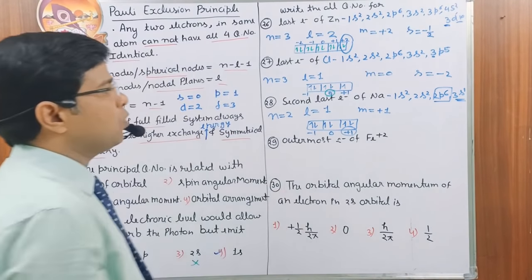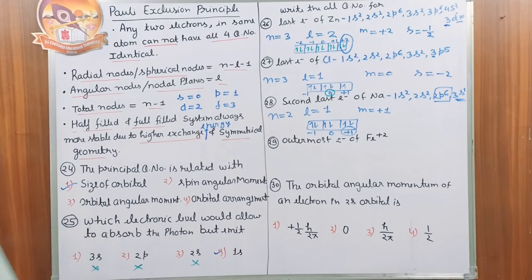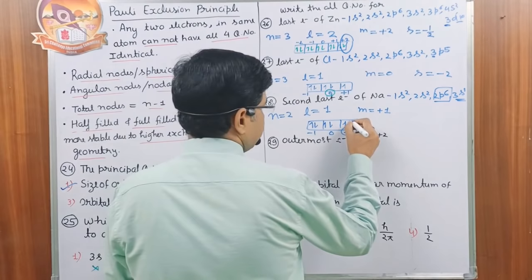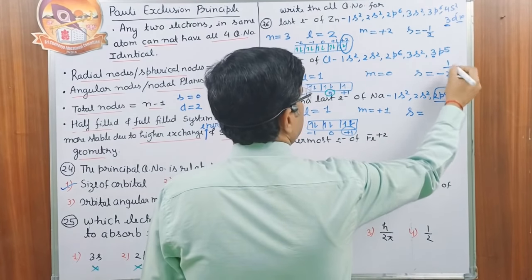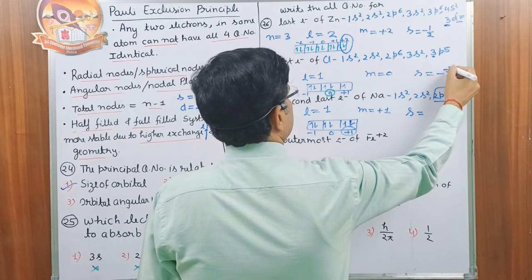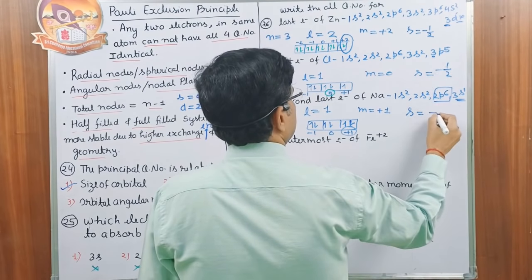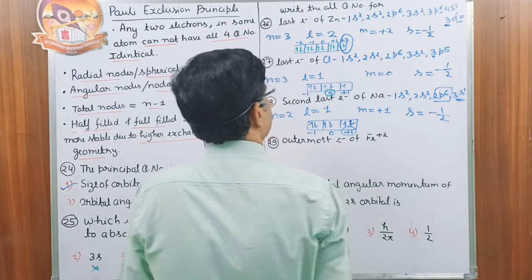And now we have to check the spin. What is the spin of this electron? Spin is either up or down. Since this sixth electron has spin down, the value of s is -1/2.